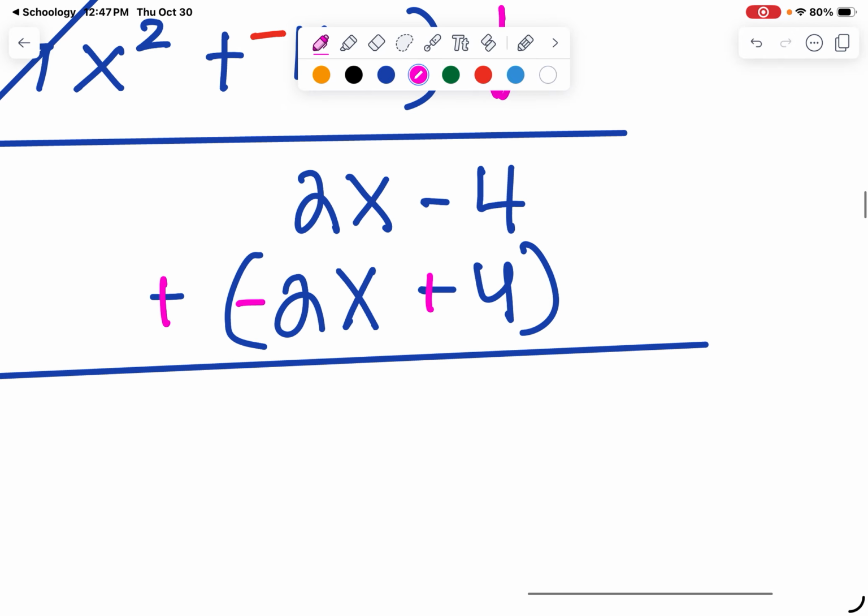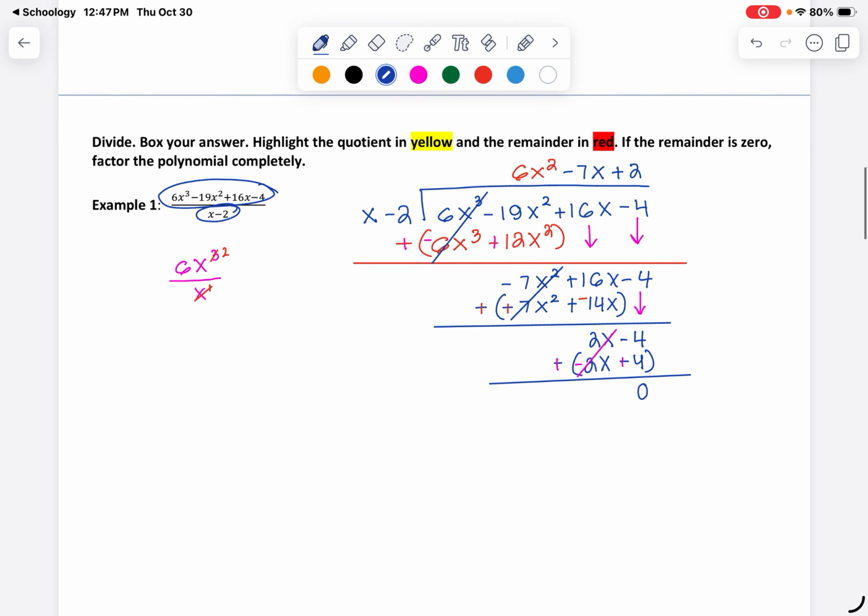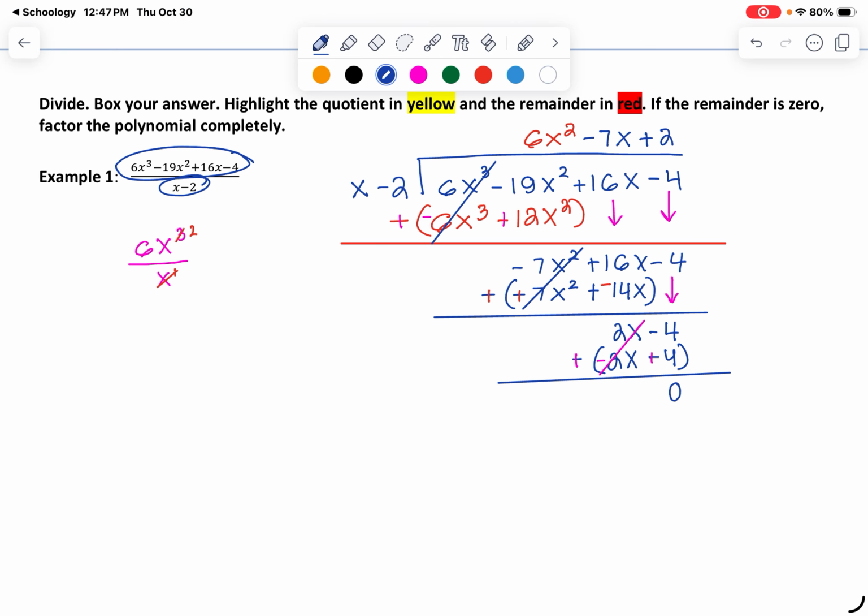All right, 2x and negative 2x cancel. Negative 4 and positive 4 cancel too, and you get 0. So that means that there is no remainder, okay? So now we have some things to do. It says box your answer.